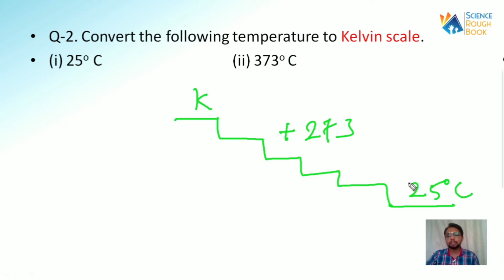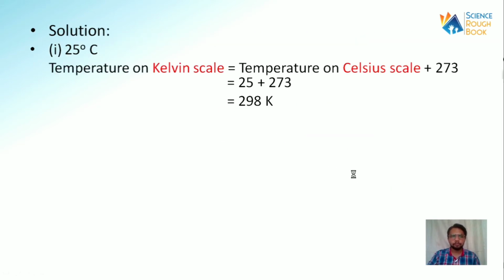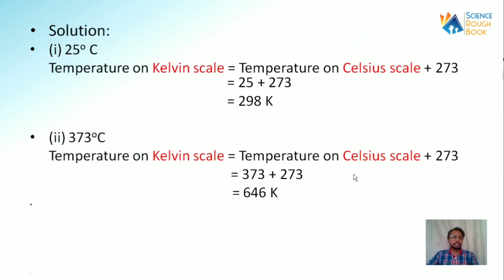Same thing happens if, instead of 25, you have 373 degrees Celsius, then you have to add 273 steps again to reach the Kelvin scale. Solution: 25 degrees Celsius, temperature in Kelvin scale.